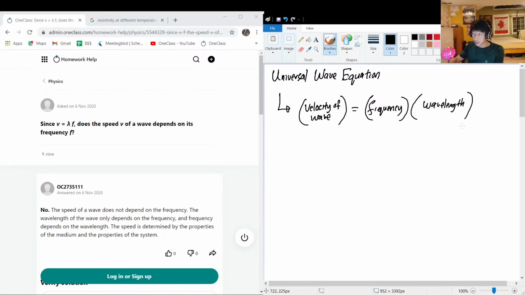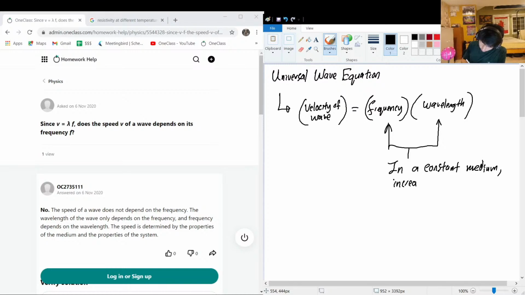The frequency and the wavelength, in a constant medium, increasing one will proportionally decrease the other.